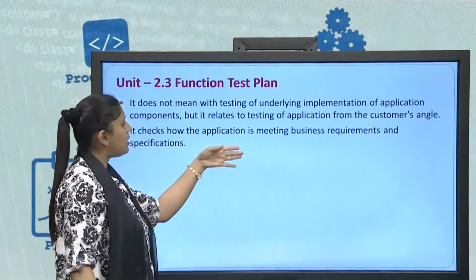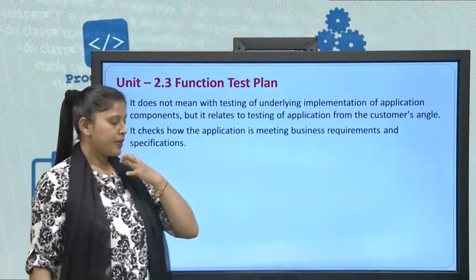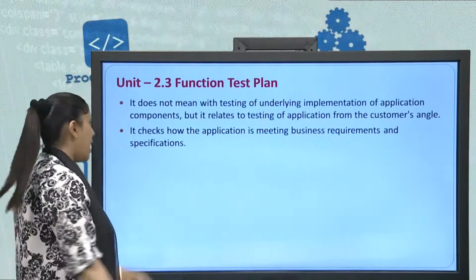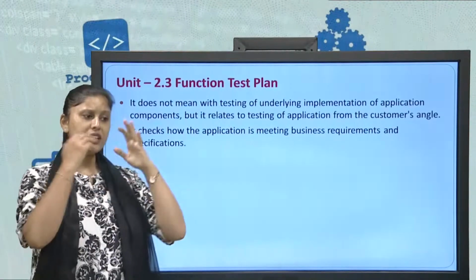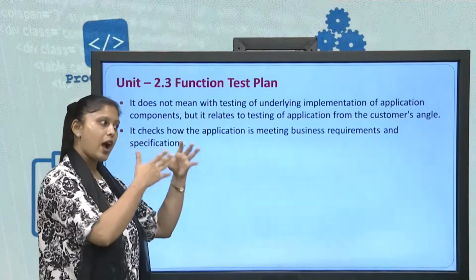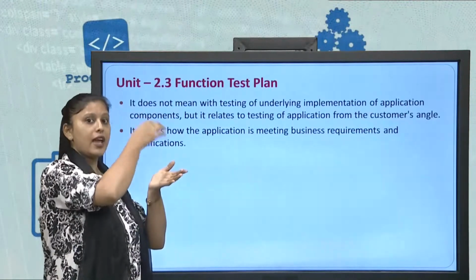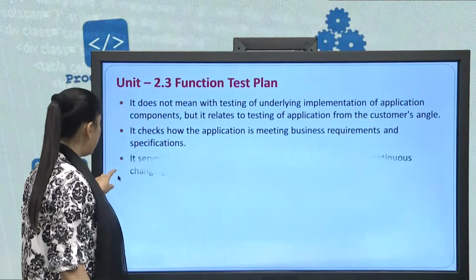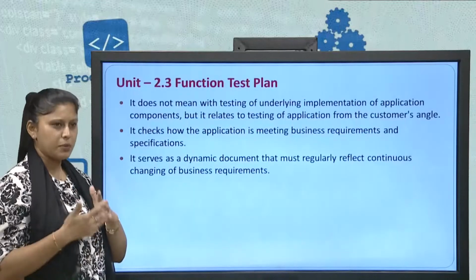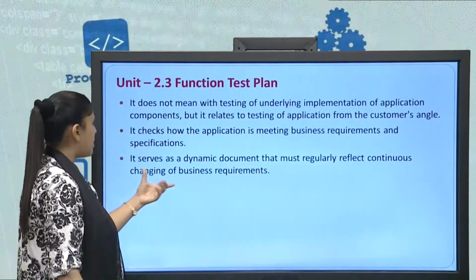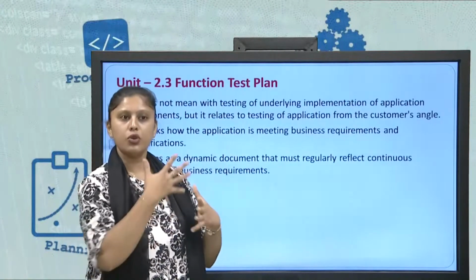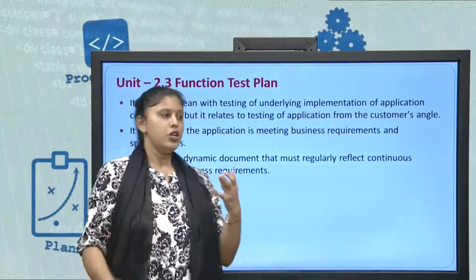It checks how the application is meeting business requirements and specifications. Here, my customers give some requirements, which we call business requirements, and they give certain specifications. In order to meet those business requirements and specifications, we have a functional test plan, which checks whether we are fulfilling all the business requirements and all the specifications mentioned. Then, it serves as a dynamic document. It is documentation that we prepare, and it keeps on changing; it must regularly reflect the continuously changing business requirements. So if any requirement change comes up, that document should also show the effect of the change. So it is a dynamic document.